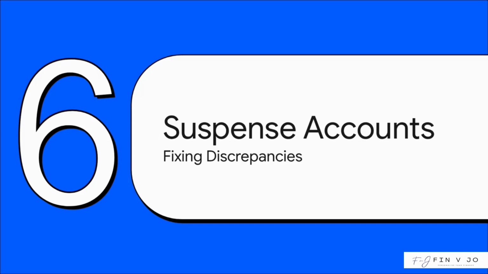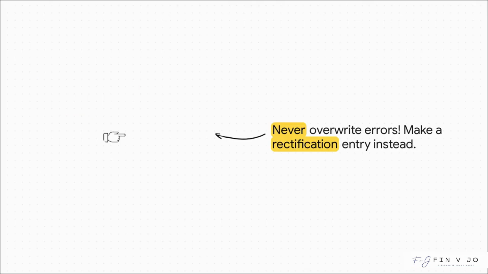Finally, Section 6, fixing things with suspense accounts. Now listen, if there is one golden rule you take away today, it is this. Never, ever cross out, erase, or overwrite a mistake in a ledger. Seriously, it makes the books look incredibly suspicious, and it totally compromises the audit trail. Any correction should always be made by passing a new suitable entry, what we call a rectification entry.